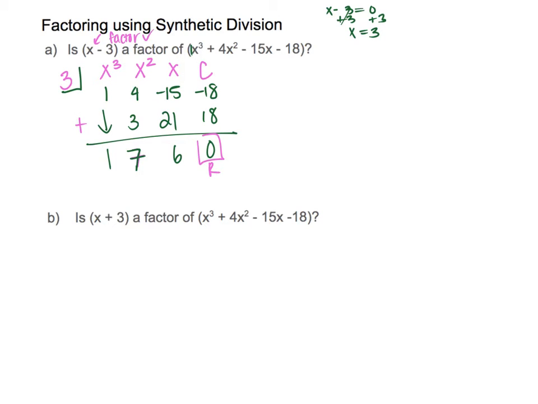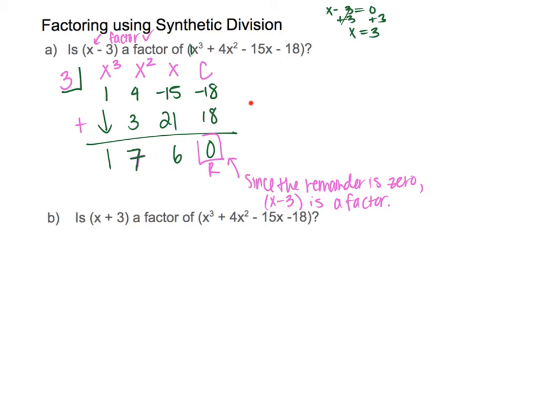So let me just write this here for a moment. Since the remainder is 0, x minus 3 is a factor. That's just because if you got 0, that means you don't have any leftovers. So this divided into it evenly. Now, if that's the case, that means that this here is one of your factors.